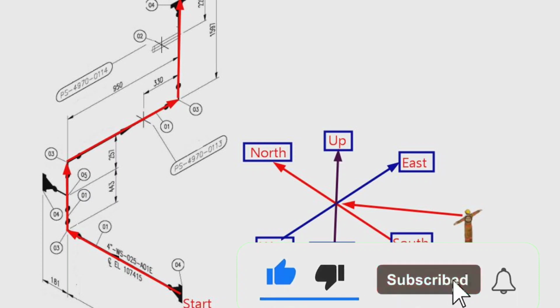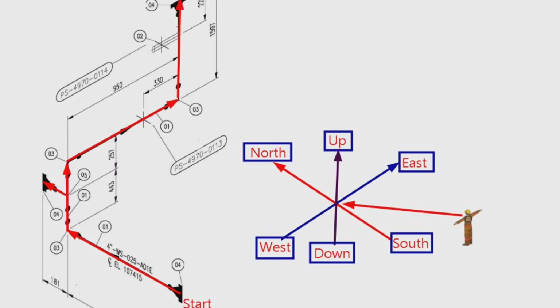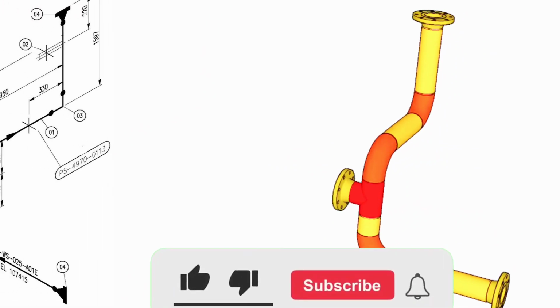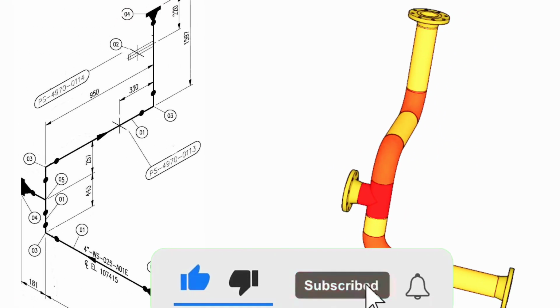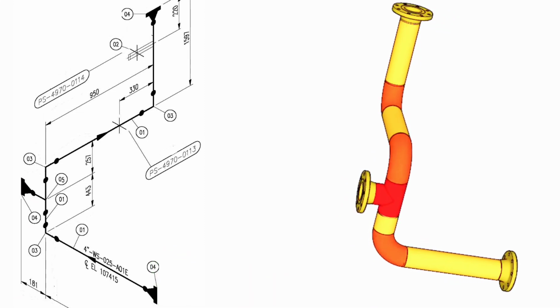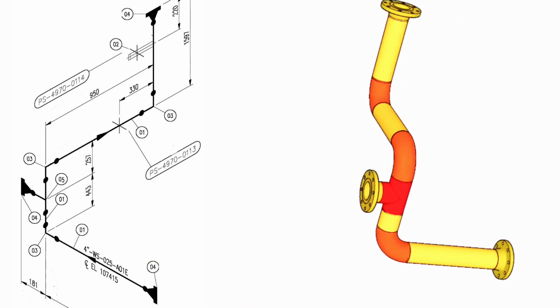The pipeline is connected to another pipeline through a tee here. That pipeline is not shown in this drawing, it may be an existing pipeline. Now, let's look at the 3D model view of this pipeline. The 3D view of the pipeline helps us understand pipeline isometry more easily. By comparing the 3D model of the pipeline with the pipe isometric, the pipe drawing can be easily read.